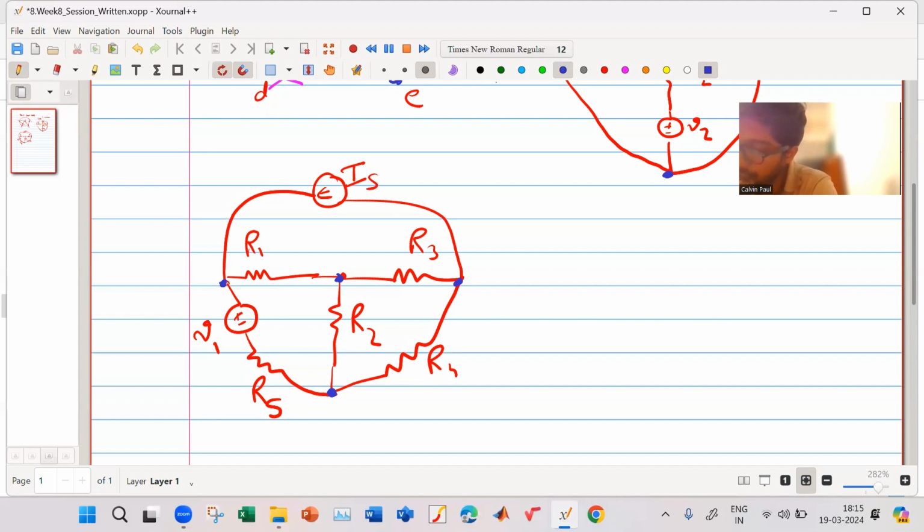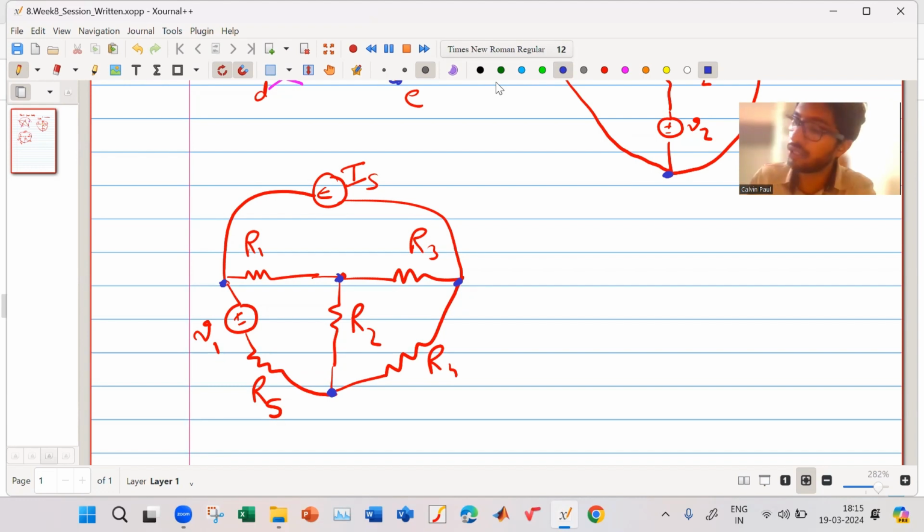Okay, we'll look into this definition, because what I understand is these are all nodes. All these configurations in this circuit are nodes. Yes sir, all are nodes, sir. Yeah. Okay. So where 2 or more elements are connected, that point is a node. We'll look into that later.